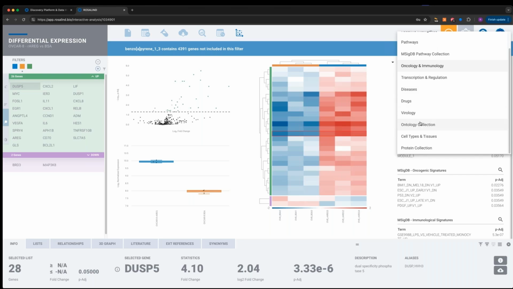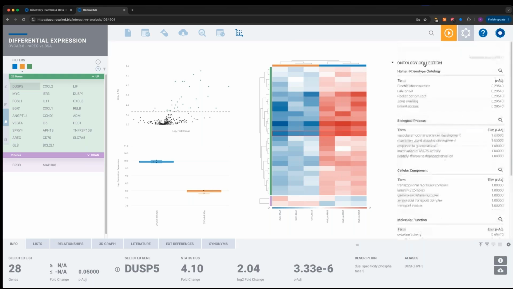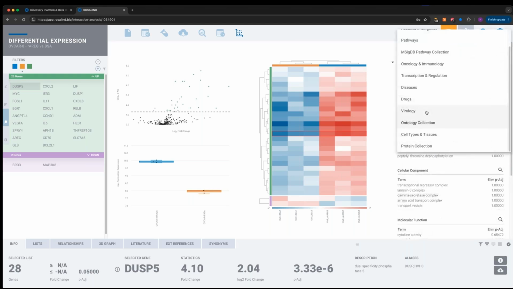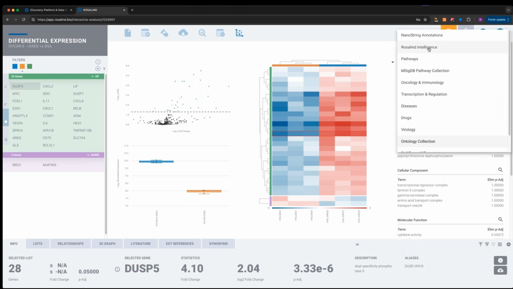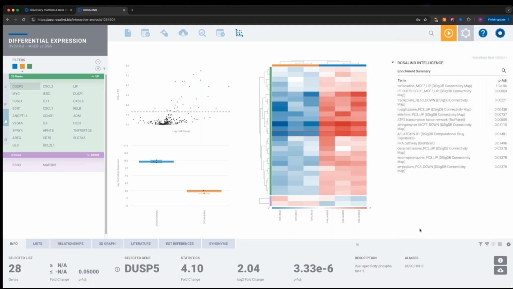You certainly can go through all of these pathways one by one, and I would encourage you to do so, so you don't miss anything. But we want to make sure you don't miss any insights. We want to bring you all of the relevant information as quickly as possible. That's why we created Rosalind Intelligence. If I click on Rosalind Intelligence, we have this nice summation of all of these 1,000 terms and all of these 50 additional knowledge bases.